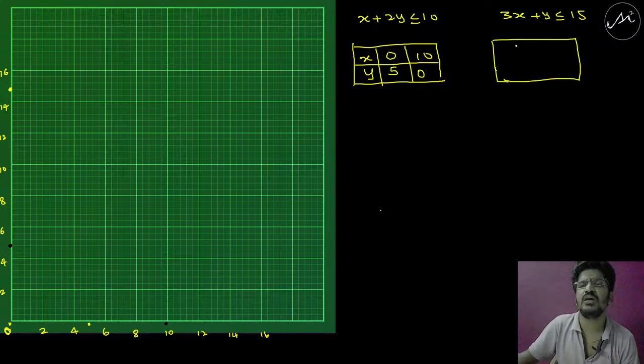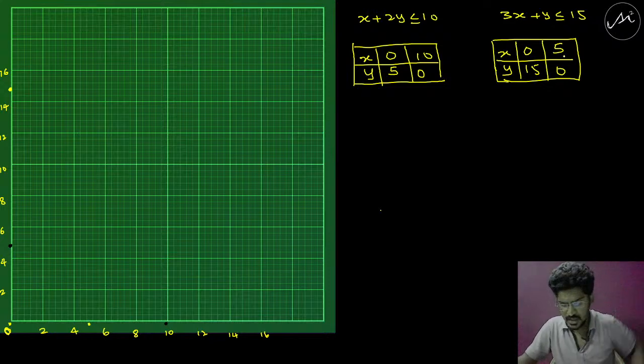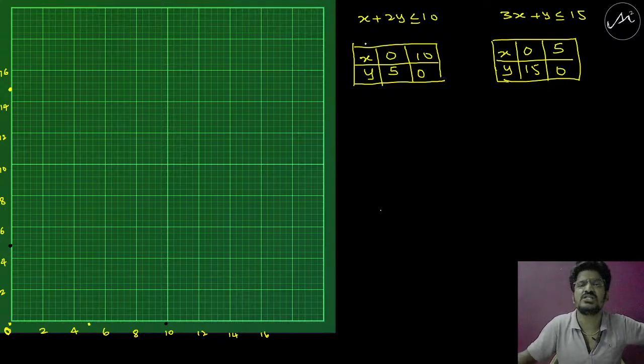In the same way, if x is 0, y is 15. If y is 0, x is 5. So you solve these two equations. If x is 0, y will be 5. If x is 10, y will be 0. Now if x is 0, y will be 15. If y is 0, x will be 5.